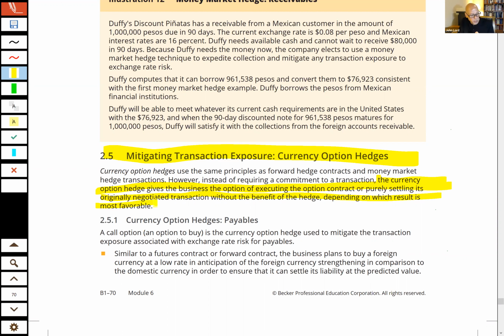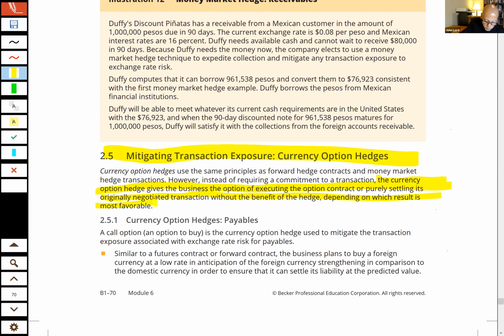With the money market, we had to actually go into the market and acquire the currency. Here, we're going to pay an amount for the option to acquire the currency at a certain rate. And if the market moves in the opposite direction, then we just don't exercise the option. If it stays the same, we don't exercise the option. But if it moves the way we think it's going to, then we exercise the option.